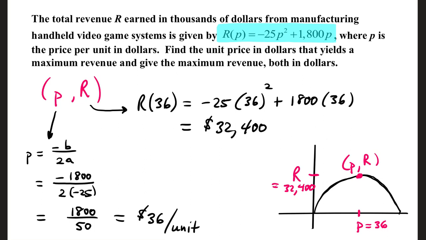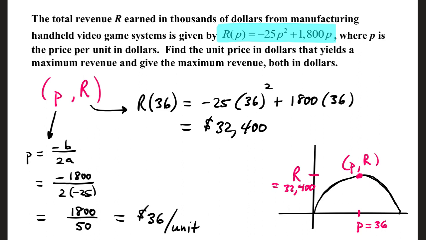The total revenue R, earned in thousands of dollars from manufacturing handheld video game systems, is given by the function highlighted, where P is the price per unit in dollars. Find the unit price in dollars that yields a maximum revenue and give the maximum revenue. Both of these will be in dollars.